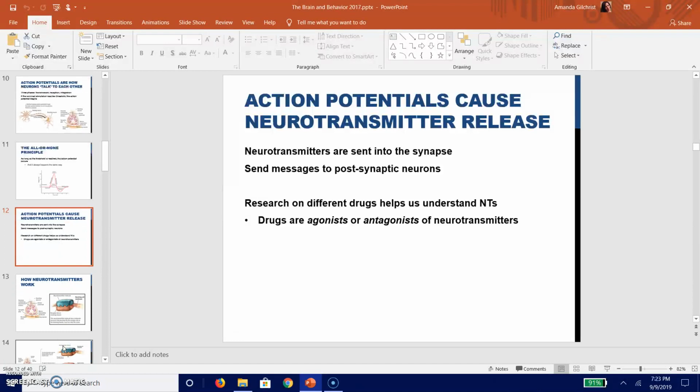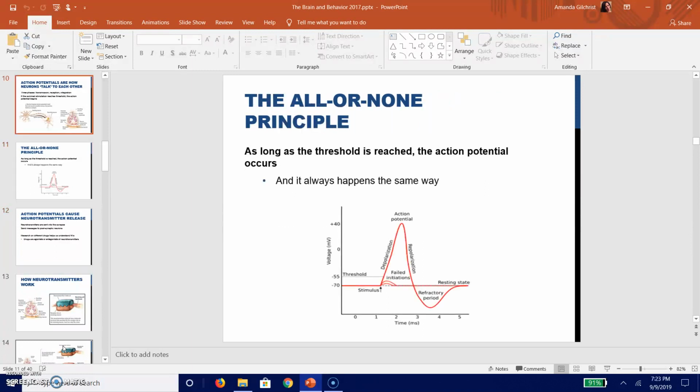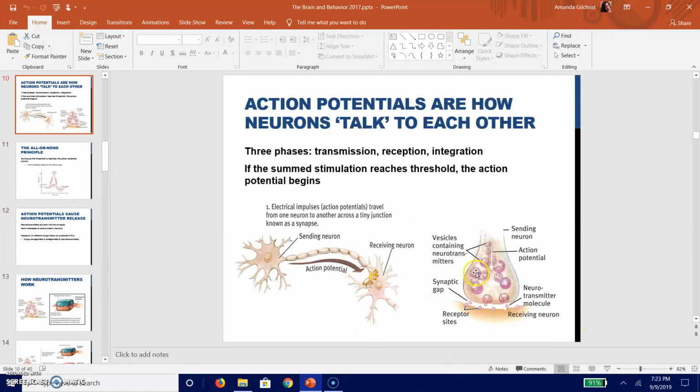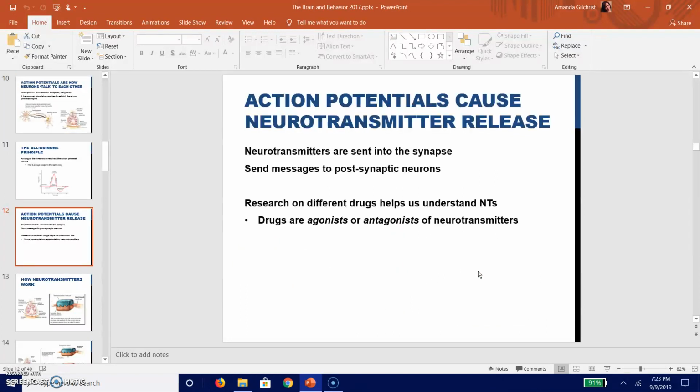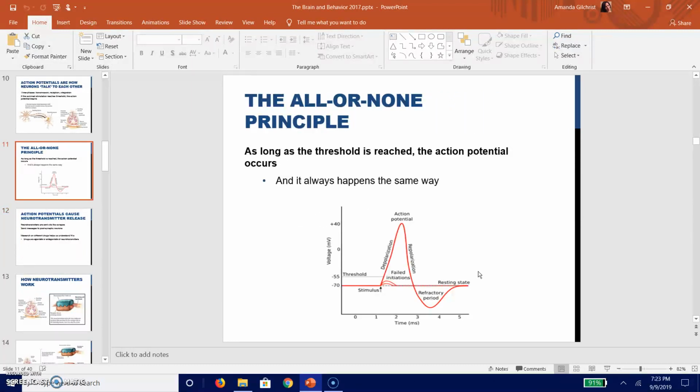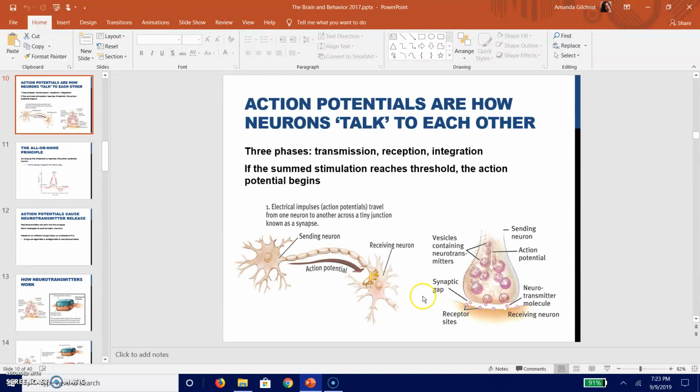So action potentials travel down the axon. This change in voltage from negative to positive back to negative continues to travel down the axon, as we saw here, to the terminal buttons. And you have to have an action potential for these neurotransmitters to be released. The neurotransmitters are going to be sent in that little gap between neurons. This is what is sometimes referred to as the synaptic gap or the synapse.